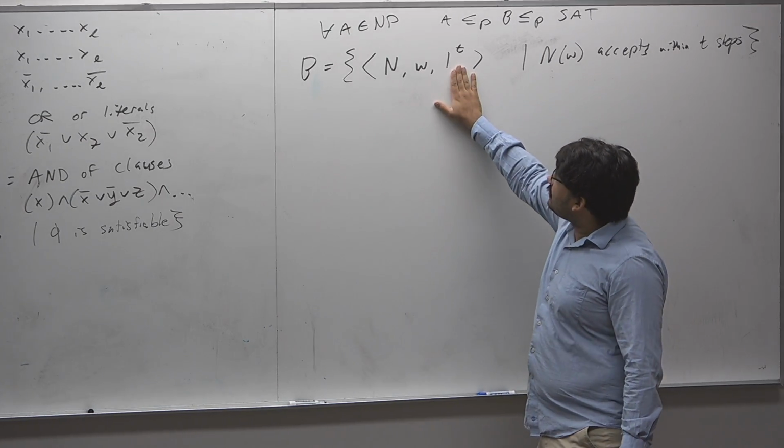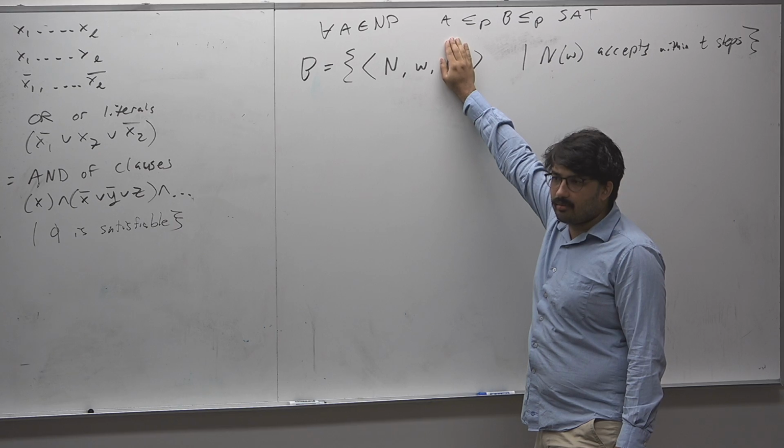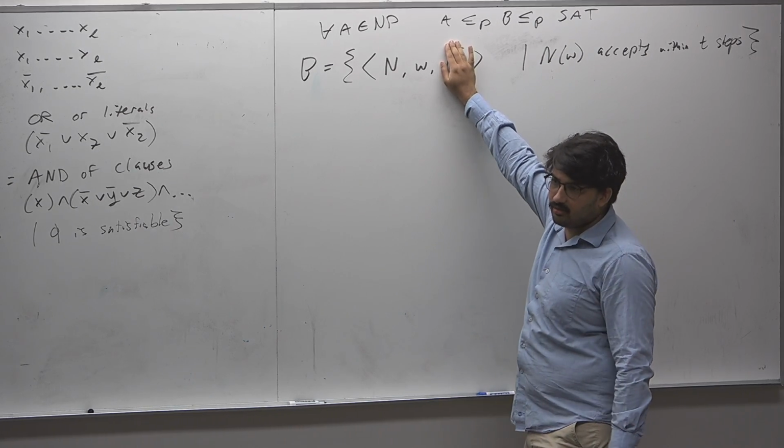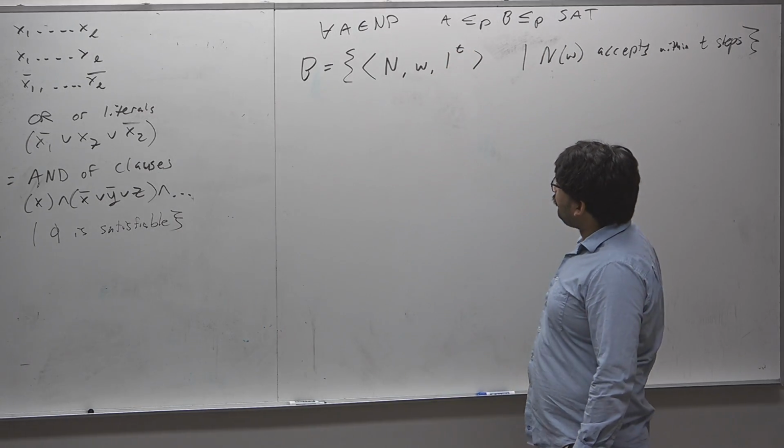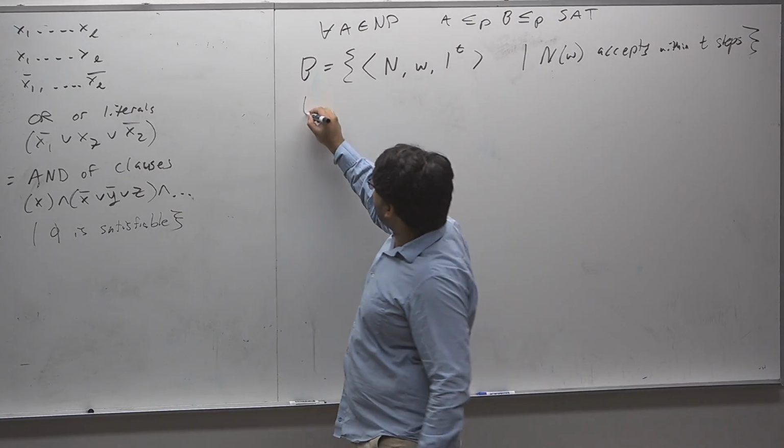So first off, adding this 1 to the T makes the problem decidable. Because if you don't have that, that's basically the halting problem, and you could throw Rice's theorem at it. It wouldn't be too hard. But this makes it decidable. First off, let's just prove B is in NP. Why is B in NP?